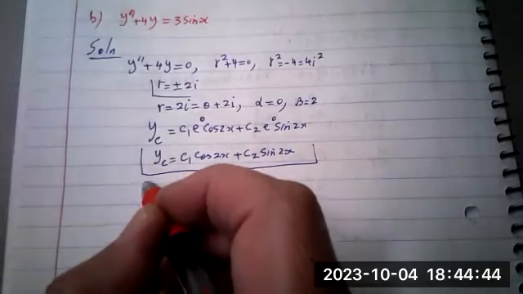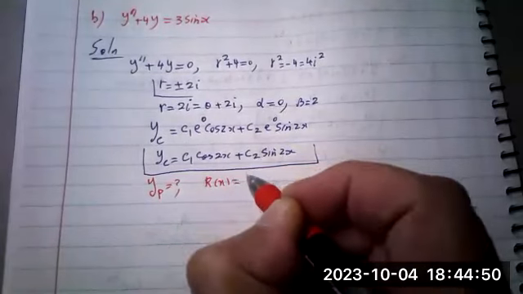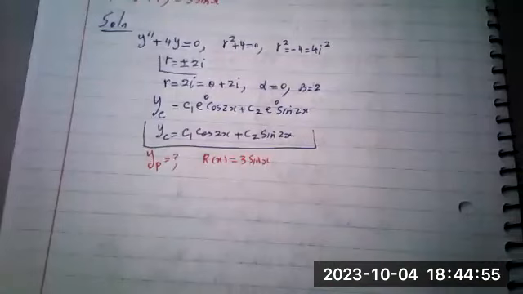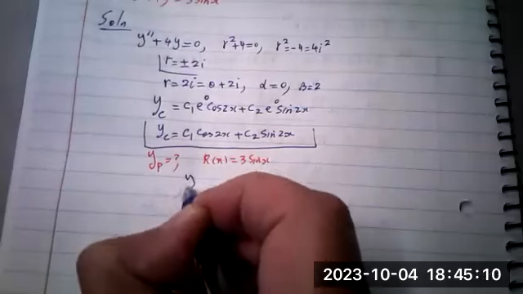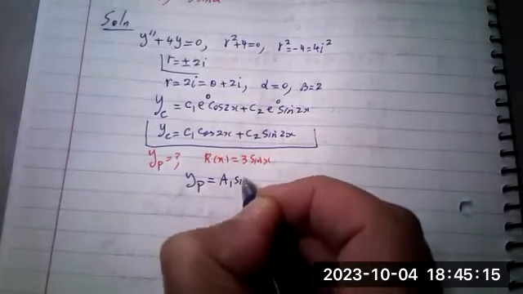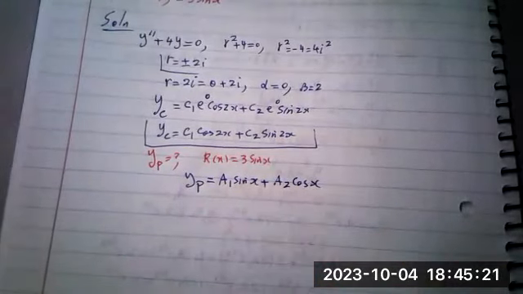Okay, so we need to find the yp. So R of x, again, it's a safe one, is 3 sine. So the coefficient of the sine, again, is a constant number. So you need to bring a constant polynomial. But you know that for the sine, you have to bring a combination of a sine and a cosine at the same time. So the suggestion for yp is going to be something like A1 sine x plus A2 cosine x. That's it.